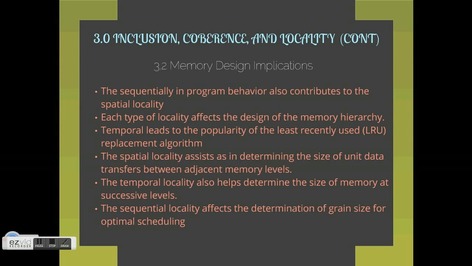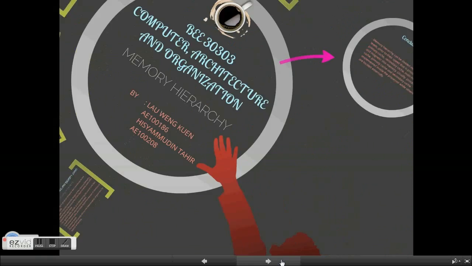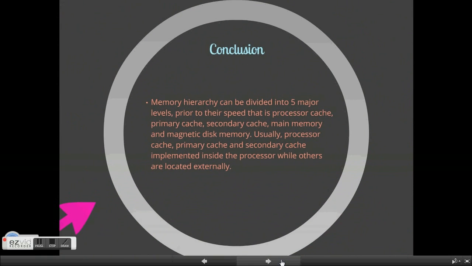Now, let's move on to the conclusion. Last but not least, as for a conclusion, the memory hierarchy can be divided into five major levels. Prior to their speed, there are processor registers, primary cache, secondary cache, main memory, and magnetic disk memory. Usually, the processor registers, primary cache, and secondary cache are implemented inside the processor while the others are located externally.